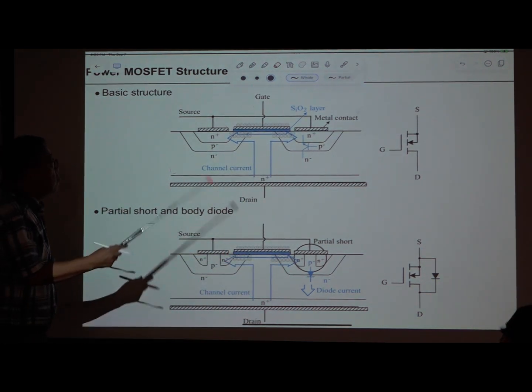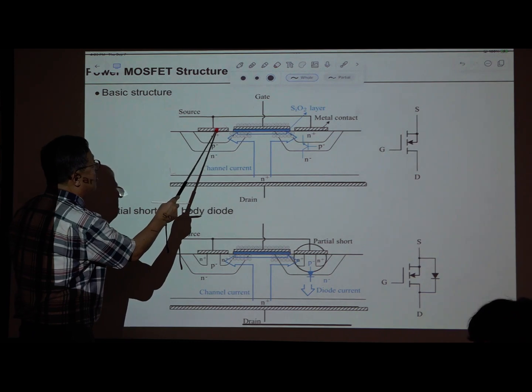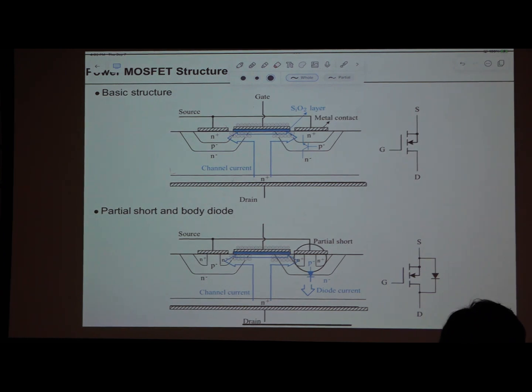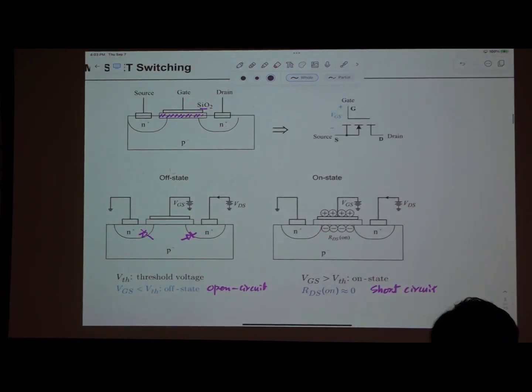This is the metal contact. Oh, I forgot mentioning that. This is the metal contact. This part is the metal contact.